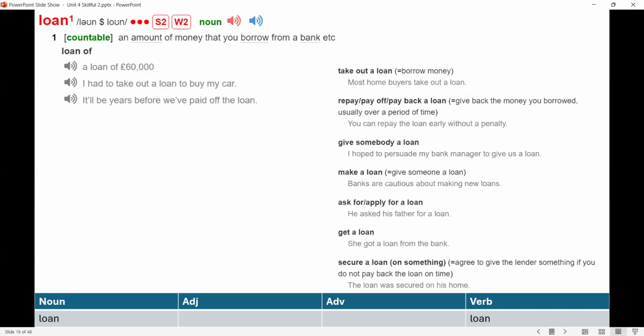Loan. Loan is an amount of money that you borrow from a bank. Loan of. You can take out a loan. You can repay a loan, or pay off a loan, or pay back a loan. You can give somebody a loan, or make a loan, ask for a loan, apply for a loan, or get a loan, or secure a loan on something.